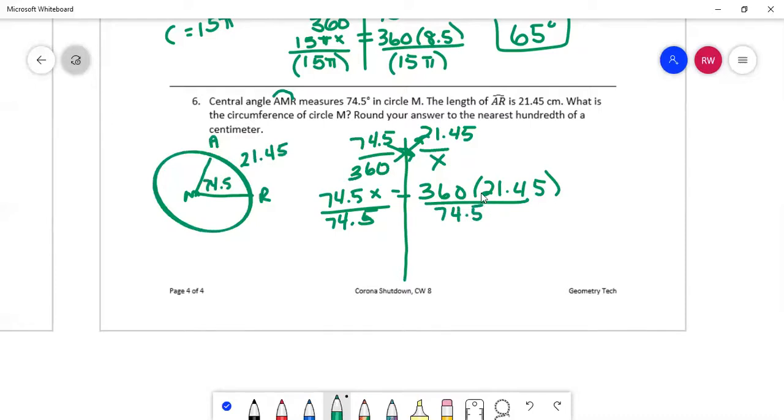My calculator, 360 times 21.45 divided by 74.5, and I get an answer of 103.6510, dot, dot, dot. And then we want to round your answer to the nearest hundredth, 2 decimal places. The 1 tells me keep it the same. So the circumference of this circle is 103.65.